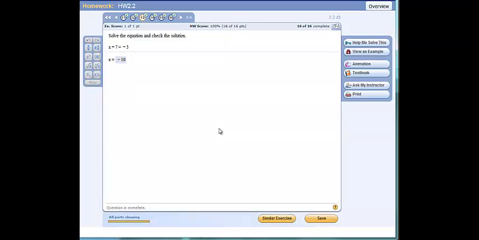All of your problems, there's 16 on this homework assignment. They're all just like that. Either you're going to verify that a solution is correct, or you're just going to solve. So good luck on your homework and good luck on your quizzes.